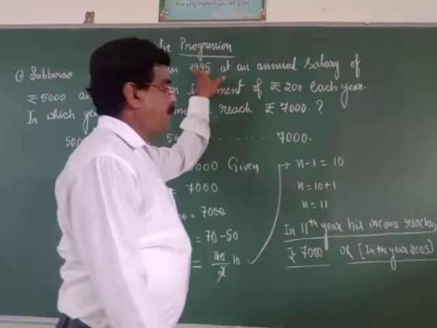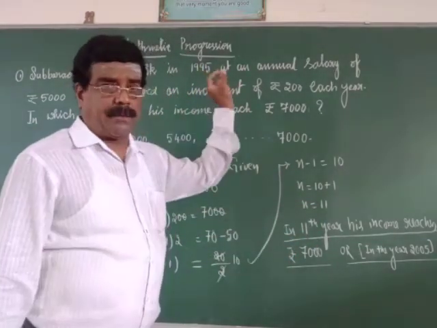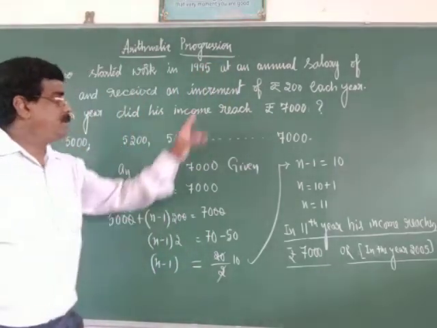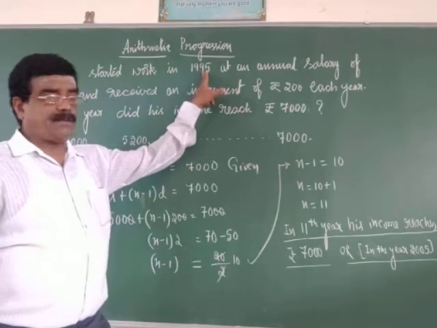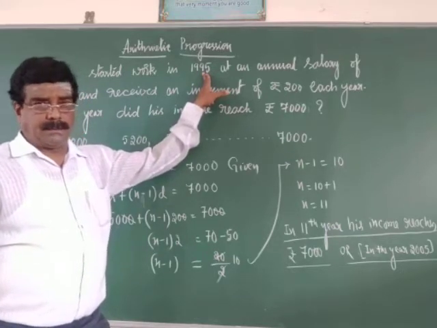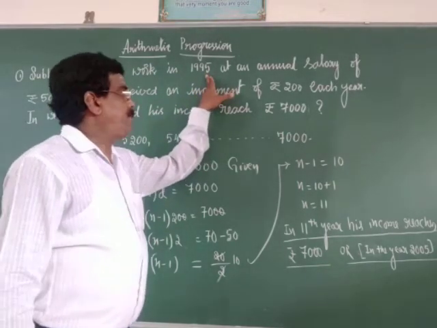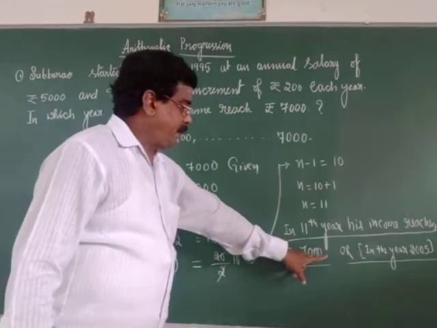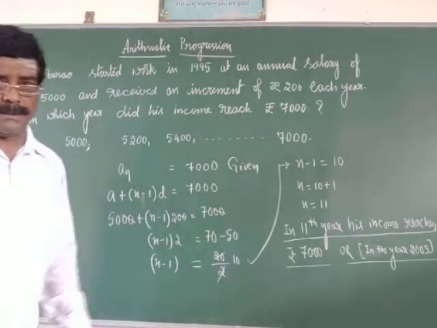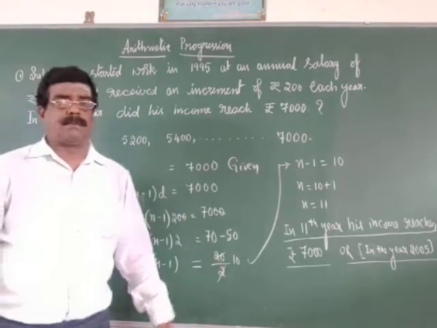See children, here 1995, the answer is 11th year only. But 11th year in this sense, don't add 11 to this. If you add 11 to 1995, you are going to get 2006. But this year also should be included because 95 is the first year, 96 is the second year, 97 third year, like that. If you go on calculating, you will get that in the year 2005 he will reach a salary of rupees 7,000. That's it. I think you understood. Now we proceed to the next sum.